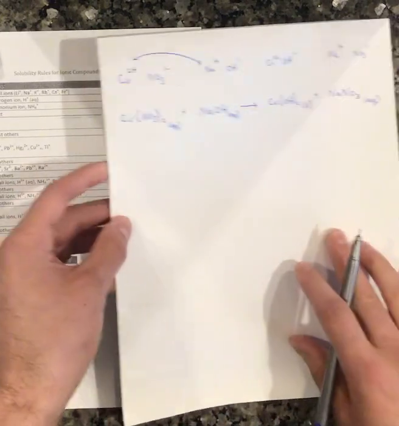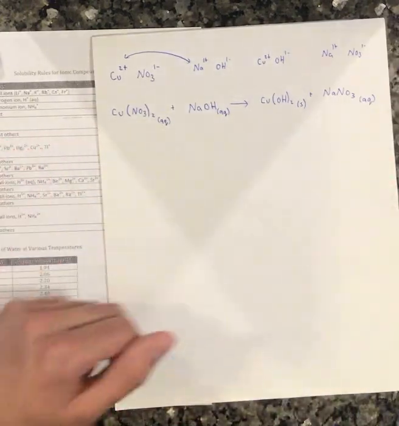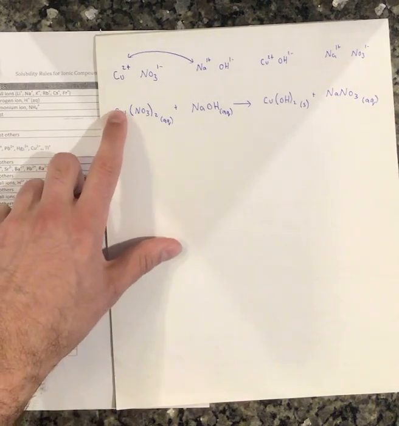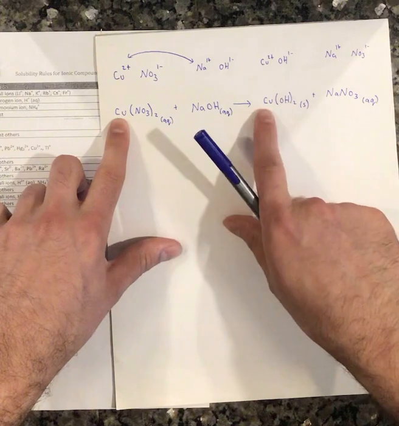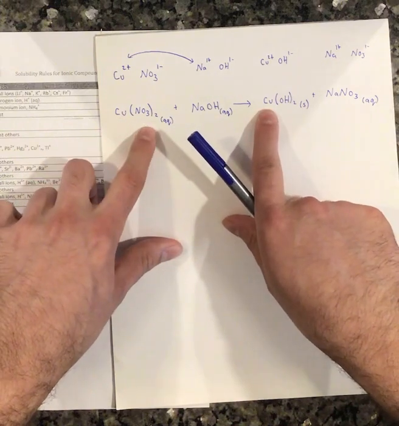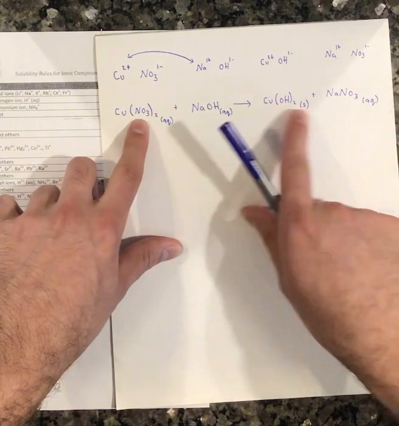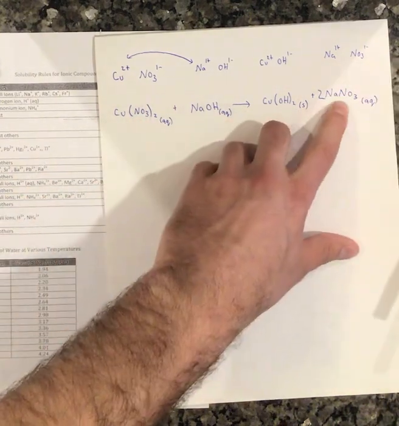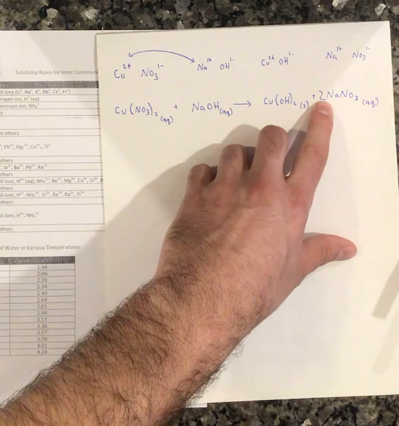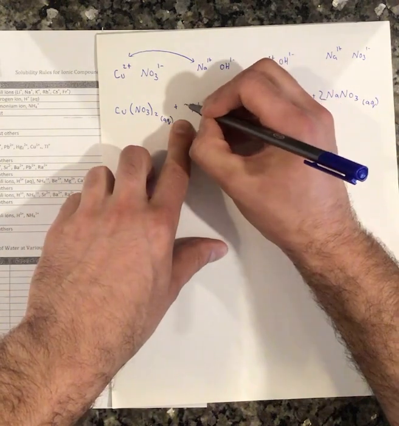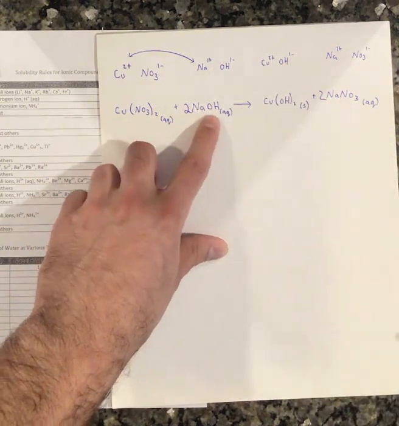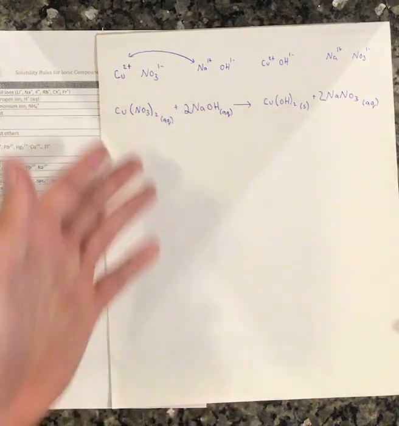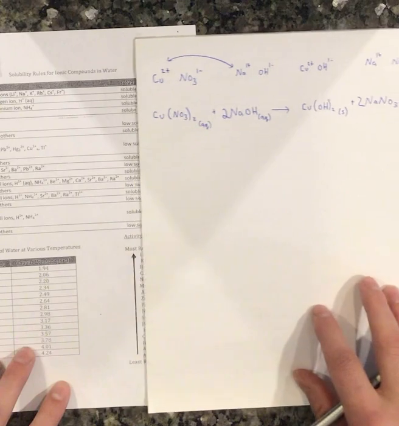Now, after you've done this, obviously we need to balance our equation. I see 1 copper on this side, 1 copper on that side, so we're okay. I see 2 nitrates over here, so I need 2 nitrates there, so I need to put a 2 in the front. Because I have 2 nitrates, I also have 2 sodiums, so I need to put a 2 in front of this sodium. I have 2 hydroxides now, and I also have 2 hydroxides. So my equation here is balanced.